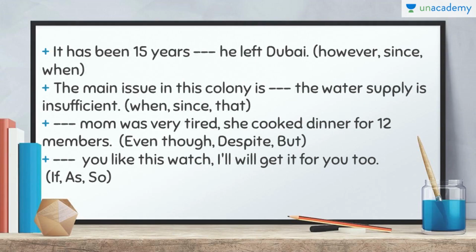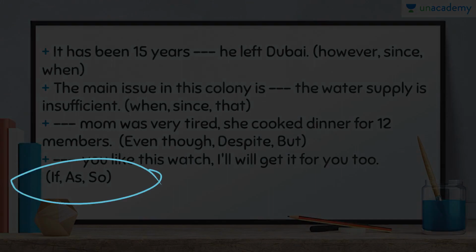Next 4 sentences are: It has been 15 years dash he left Dubai, with options however, since and when. The main issue in this colony is dash the water supply is insufficient, with options when, since or that. Dash mom was very tired, she cooked dinner for 12 members, with options even though, despite or but. Dash you like this watch, I'll get it for you too, with options if, as or so. So these were the 12 sentences.